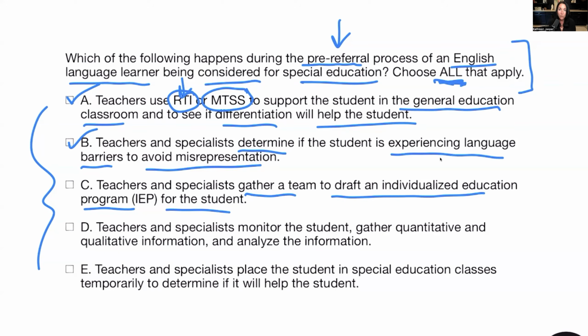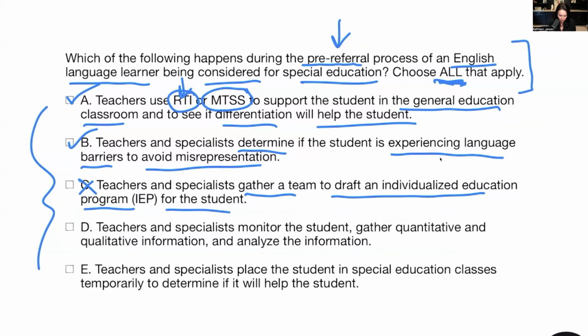We want to try to avoid special education and make sure that this student doesn't just need some quick interventions in the general ed. If the student does need special ed, then we go into the referral process and then an IEP is drafted, and that will help the student further. But if the student is not special ed, we don't want to put the student there. So I'm not going to choose C. I'm going to cross that off there.